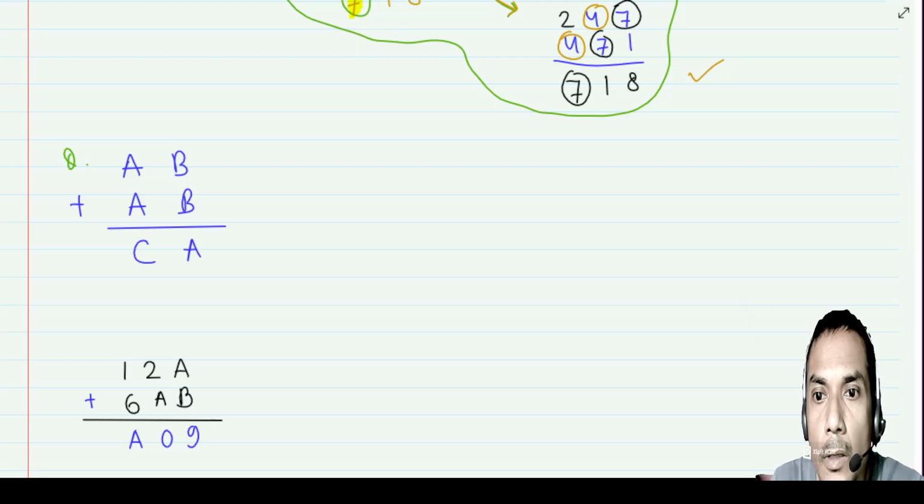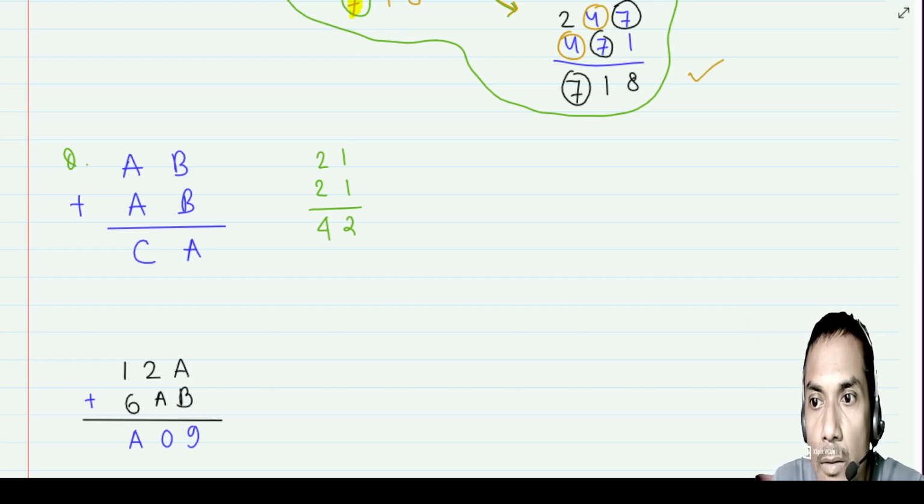Look, A plus AB and AB is equal to CA. So if we consider B is equal to 1, what will happen? 1 plus 1 is equal to 2. And now these two transfer here. So if you transfer these two here, this will be 4. Clear? So this is possible.